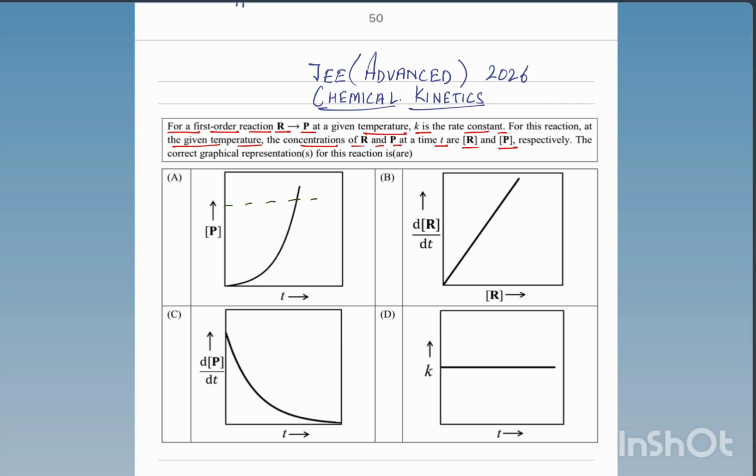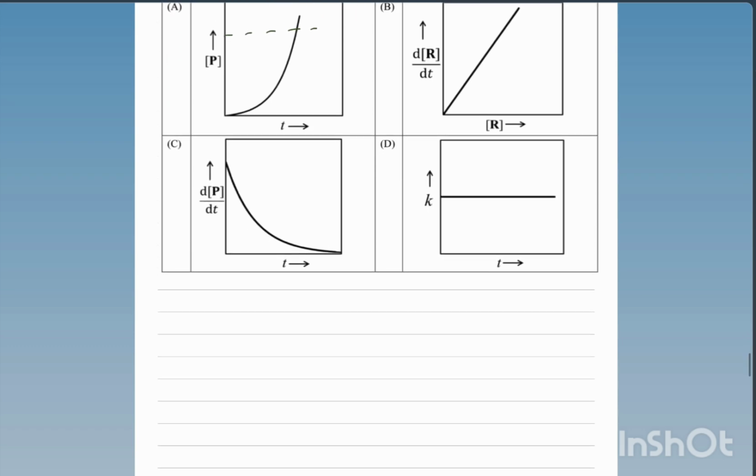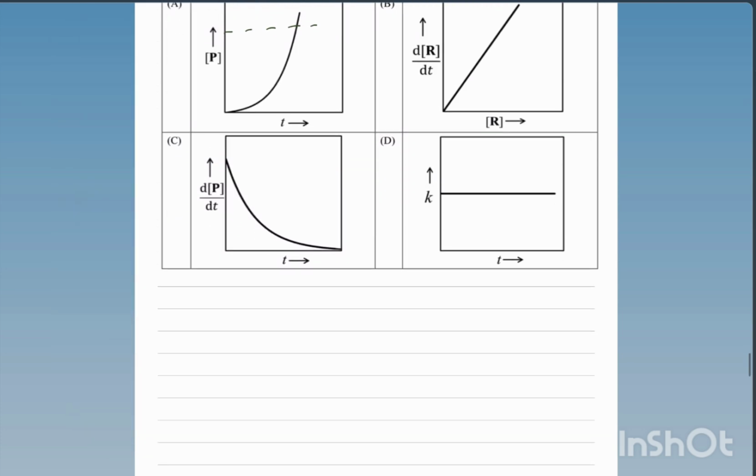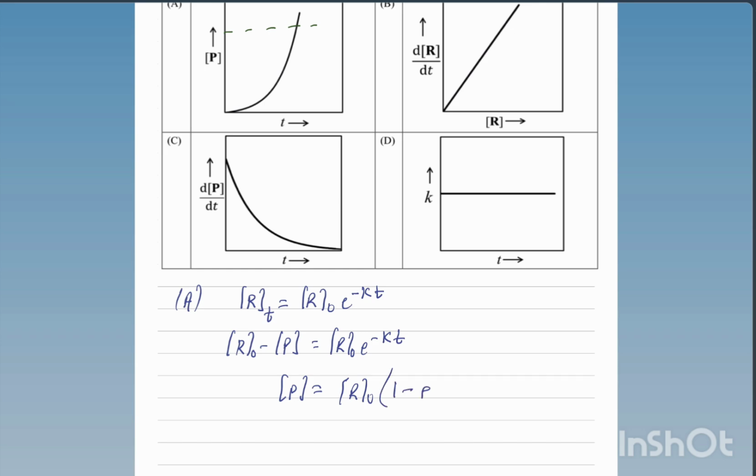So this is a multi-select question, MSQ type question, and how to do that question. Let's start. For graph A, we know the Wilhelmy equation for the first order reaction, R_t equals R_0 times e raised to power minus kt, and R_t can be written as R_0 minus concentration of product equals R_0 times e raised to power minus kt. So we can write concentration of product equals R_0 times (1 minus e raised to power minus kt).